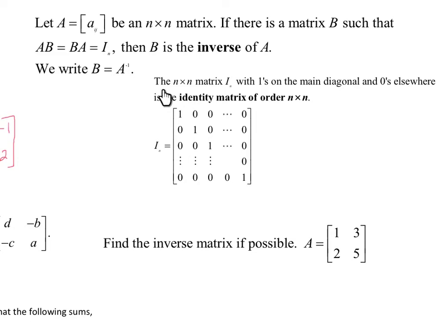Another one says the n by n matrix I sub n, whose 1s are on the main diagonal and 0s elsewhere, is the identity matrix. So see how it starts with 1, then 0s, then it goes 0, 1, 0s, then 0, 0, 1. See how the 1s are on that main diagonal? That's called the identity matrix. It's always the same number of rows and same number of columns. That's what this n by n means. They match each other. Okay?